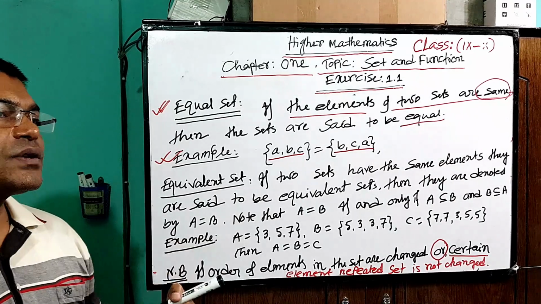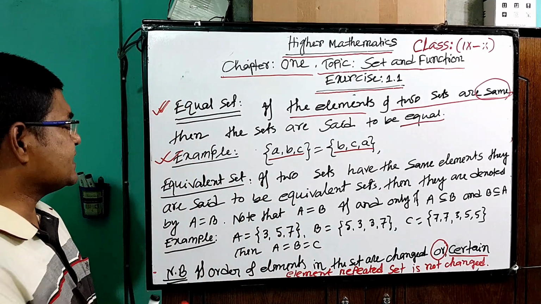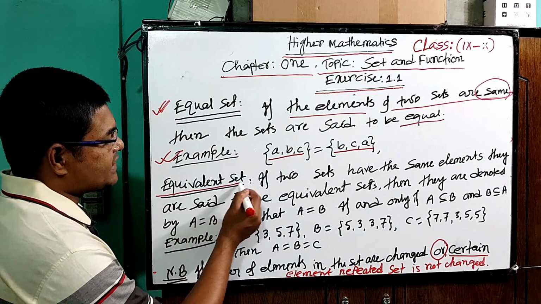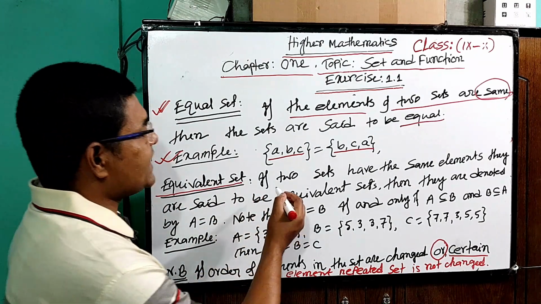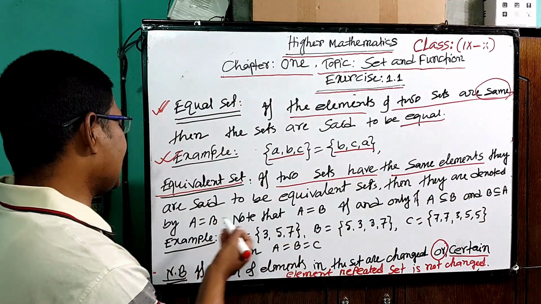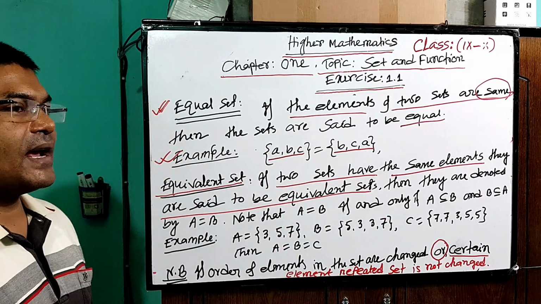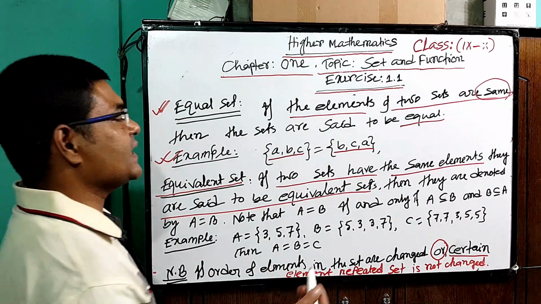But what is called equivalent set? Please follow. What is called equivalent set? If two sets have the same number of elements, they are said to be equivalent sets.